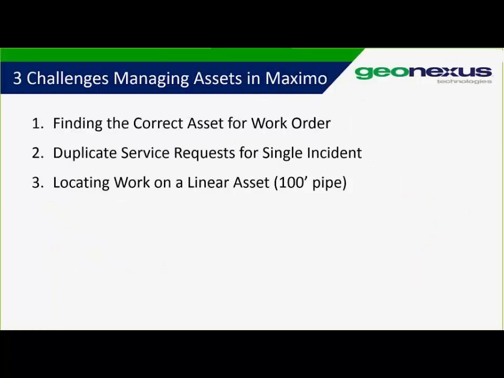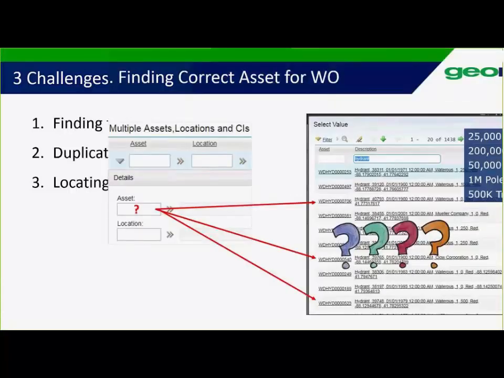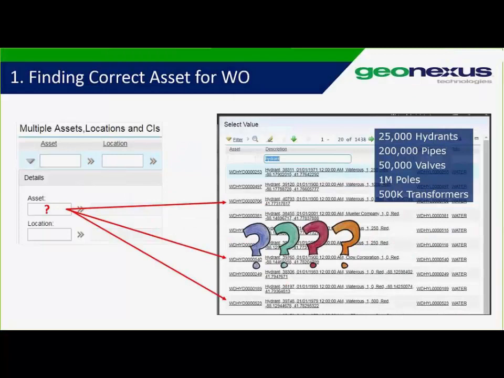I want to talk about the challenges, right? The three challenges that we're seeing with managing T&D assets in Maximo. Number one, finding the correct asset for a work order. Number two, duplicate service requests for single incidents. And number three, locating work along a linear asset like a 100-foot pipe. These are challenges that we come across quite a bit. We hear from our customers that they are confronted with some of these challenges.